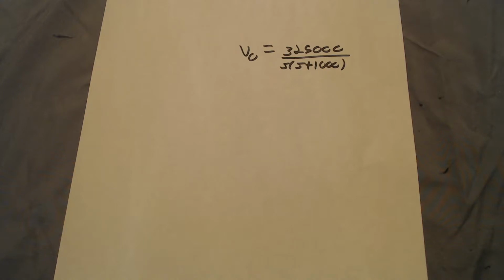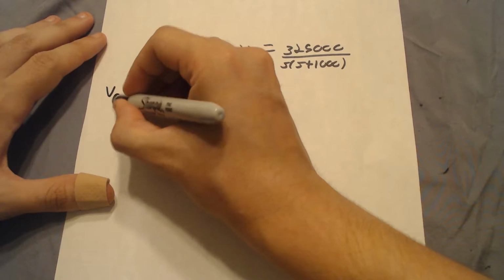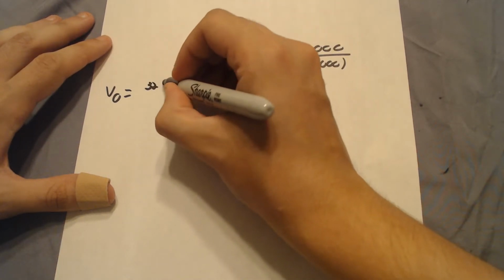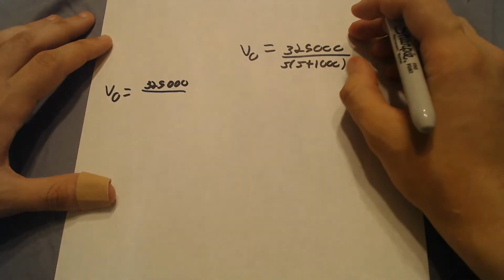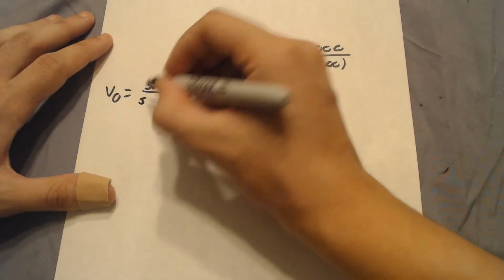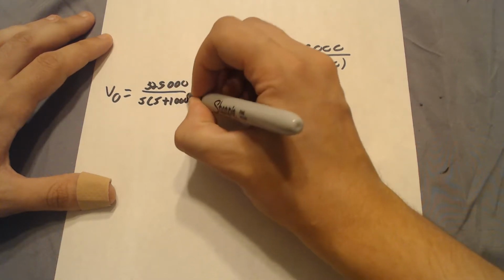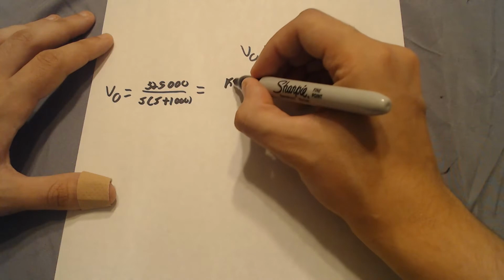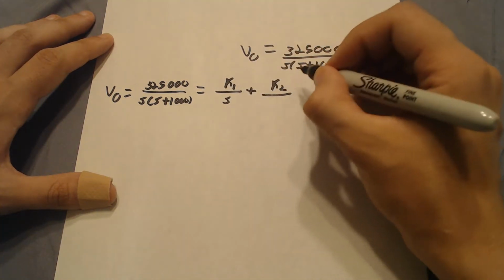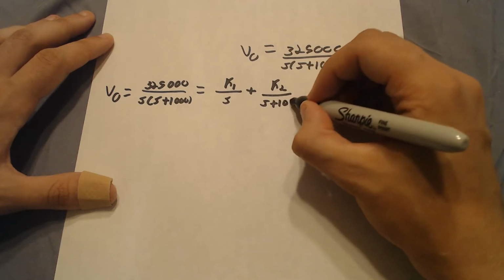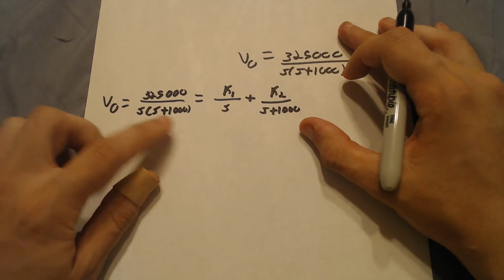To get the inverse Laplace of this equation, we must first express this equation in partial fractions form. We have to express it in partial fractions form because the inverse Laplace is very easy to calculate if the desired equation is already in partial fractions form. So a partial fraction of this is going to be equal to k1, some constant, over s, plus k2, some other constant, over s plus 1000. So we could do a simple system of equations on this to solve for k1 and k2.